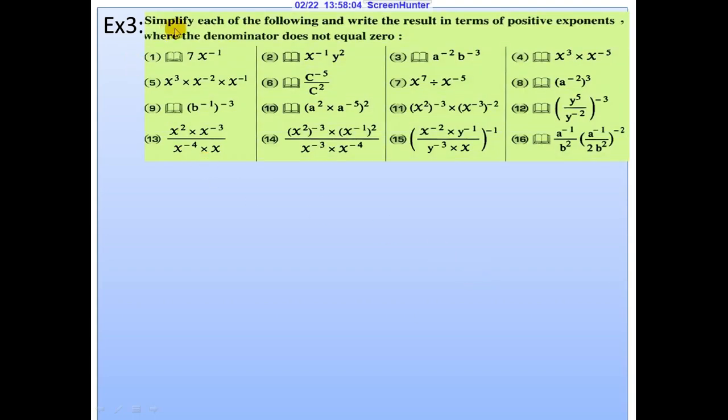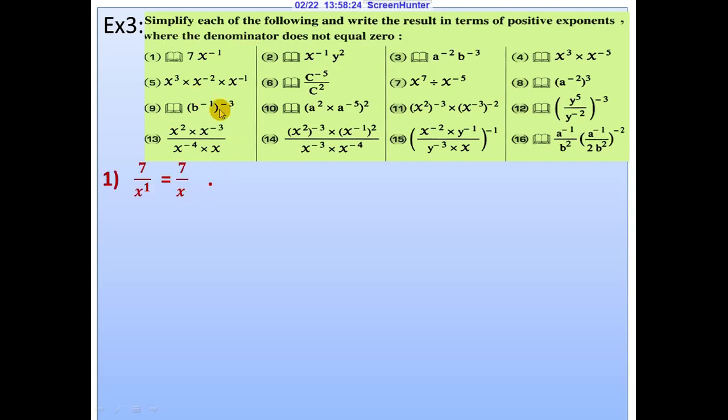Exercise number 3 here. Simplify each of the following and write the result in terms of positive exponents, where the denominator doesn't equal 0. Number 1 here. He gave me 7x raised to power negative 1. We don't have anything here to simplify, so we just need to rewrite it.